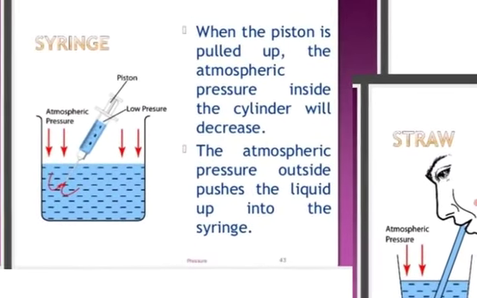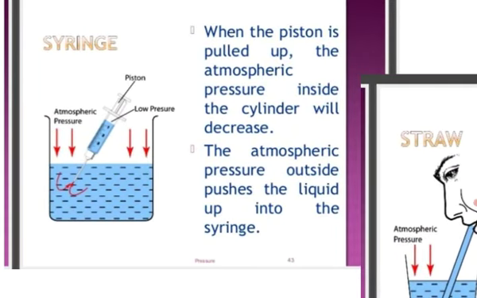Now another example of atmospheric pressure. Here you can see a beaker. Inside the beaker we take water, and here is a syringe. When the piston is pulled up, the pressure inside the syringe will decrease, and outside the syringe the atmospheric pressure is high, and we know that liquid or air flows from high pressure to low pressure, so the liquid easily climbs inside the syringe.